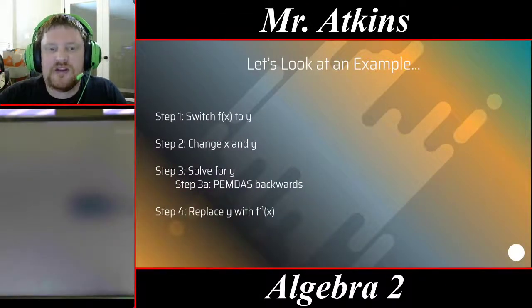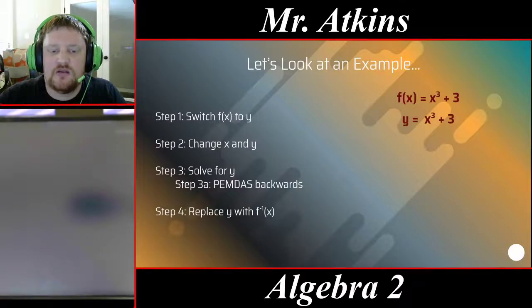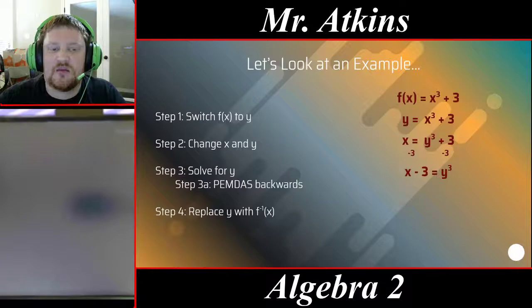So, let's say our function is x cubed plus 3. Well, changing f of x to y, we get y equals x cubed plus 3. If we then switch x and y's places, we're going to get x equals y cubed plus 3. Now all we have to do is solve for y. So once again, we're going to start with the addition at the end. Addition becomes subtraction, so we'll subtract 3 from both sides, giving us x minus 3 equals y cubed.